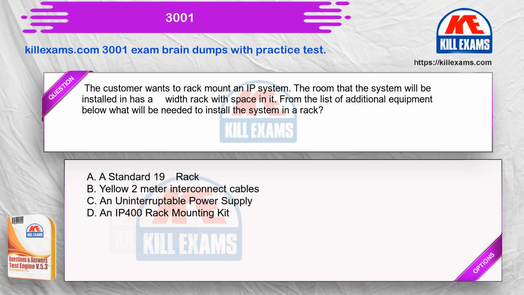The customer wants to rack mount an IP system. The room that the system will be installed in has a wide rack with space in it. From the list of additional equipment below, what will be needed to install the system in a rack?